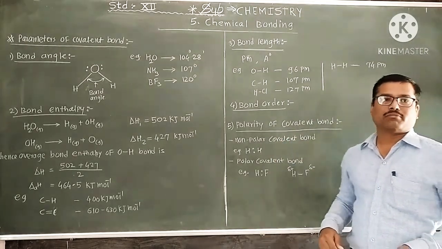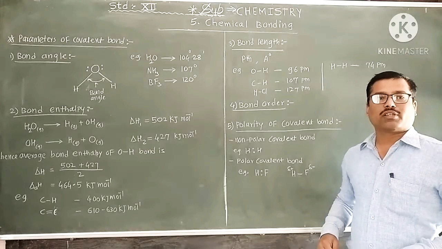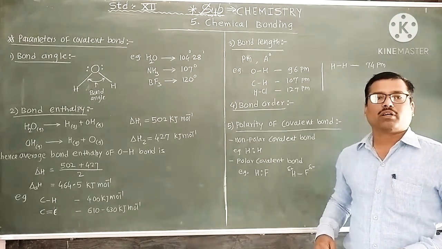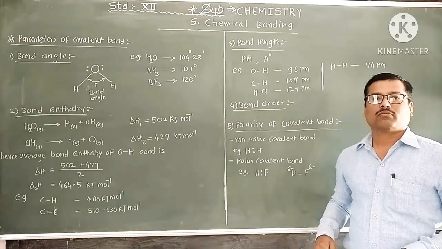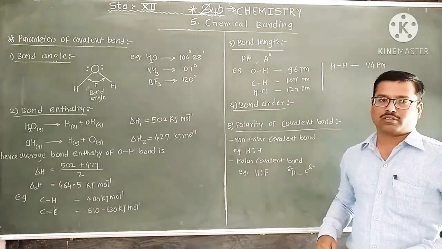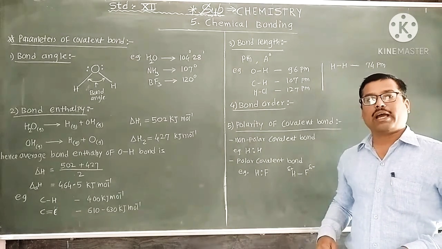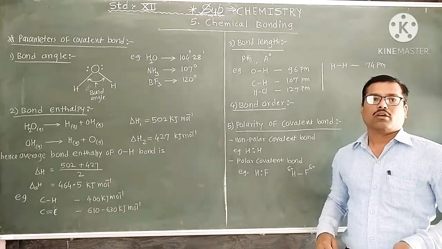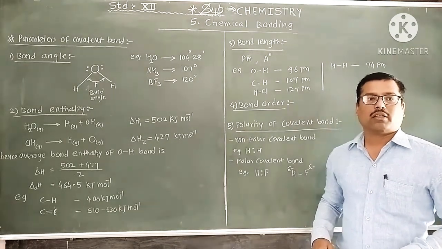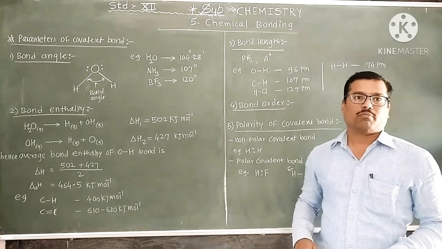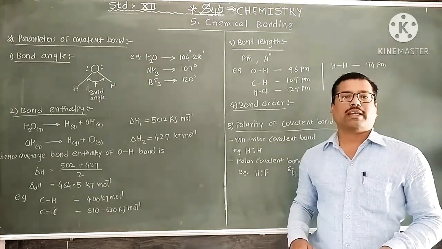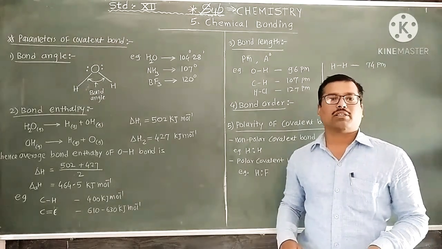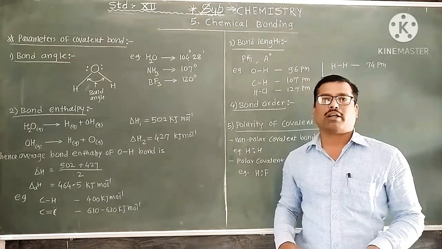Bond length definition: it is the equilibrium distance between the nuclei of the two covalently bonded atoms in a molecule. If there are two atoms, the distance between these two atoms, but which distance? The distance between the nuclei of the first atom and the second atom. This distance is called bond length.